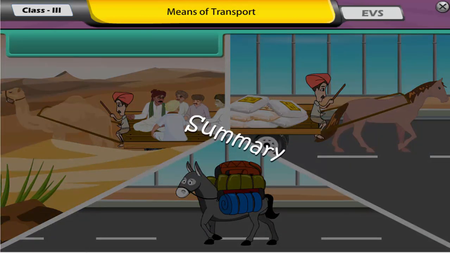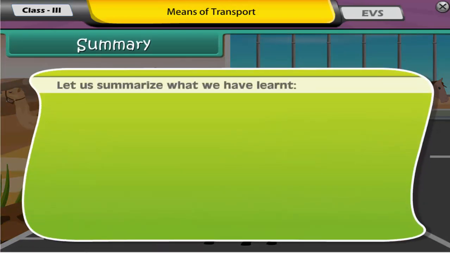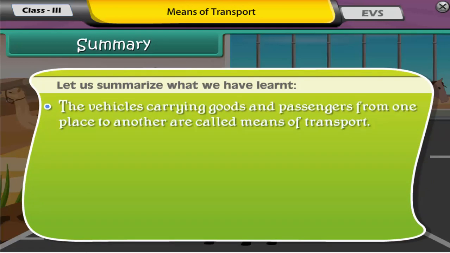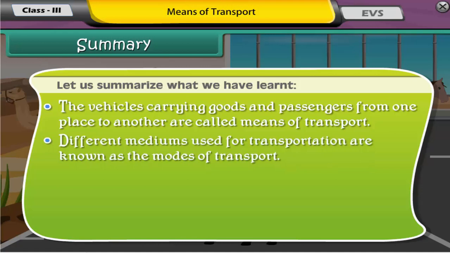Summary. Let us summarize what we have learned. The vehicles carrying goods and passengers from one place to another are called means of transport. Different mediums used for transportation are known as the modes of transport.